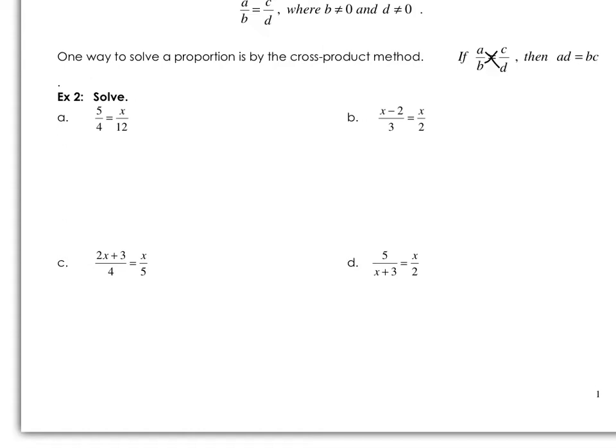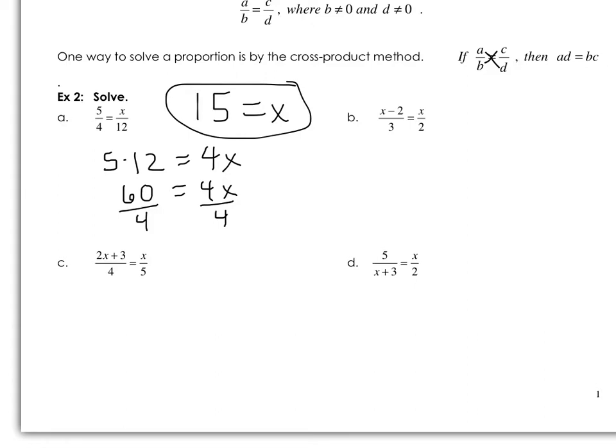So our first problem, 5 over 4 equals x over 12. We're going to cross multiply. 5 times 12 equals 4 times x. 5 times 12 is 60, equals 4x. We divide both sides by 4 and we get 15 equals x.